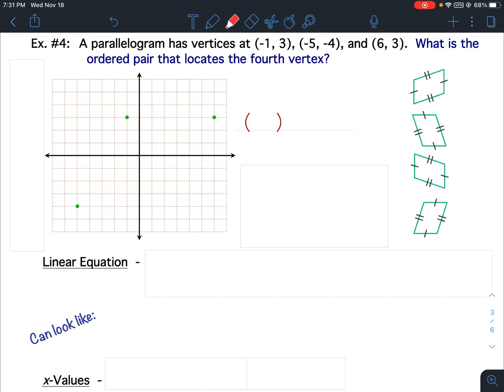The coordinate plane, Pre-6 lesson notes, example number 4. A parallelogram has vertices at (-1, 3), (-5, -4), and (6, 3). What is the ordered pair that locates the fourth vertex? So underline the word parallelogram. We're dealing with a parallelogram this time.